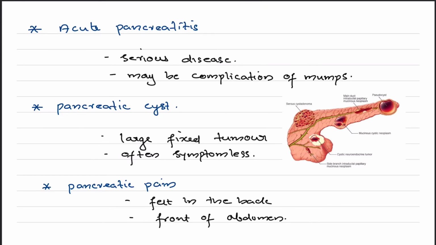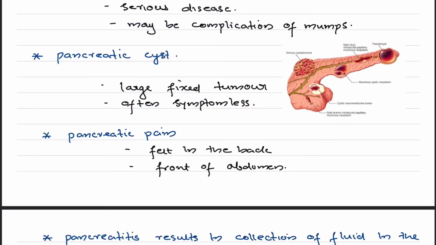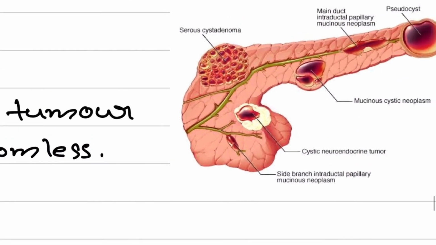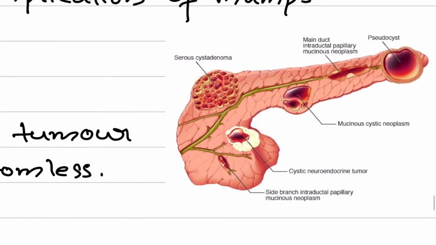Now the next thing is acute pancreatitis. Acute pancreatitis is a serious disease. It may be a complication of mumps. Okay, now we have a vaccine for that: mumps, measles, rubella. Pancreatic cyst. What is pancreatic cyst? It is a large fixed tumor which is often symptomless. See, these are examples of pancreatic cyst.